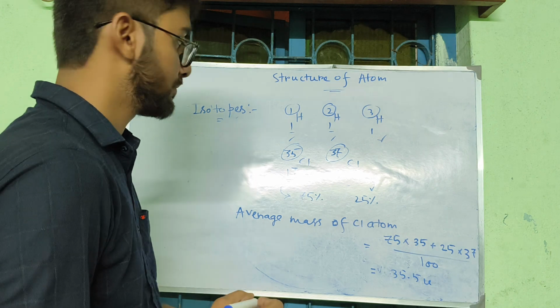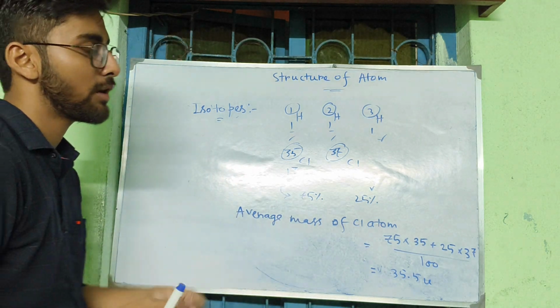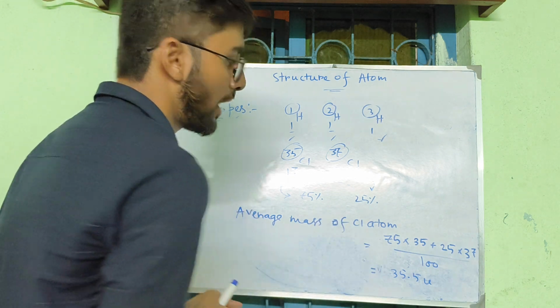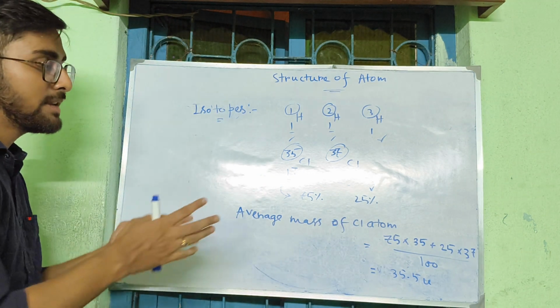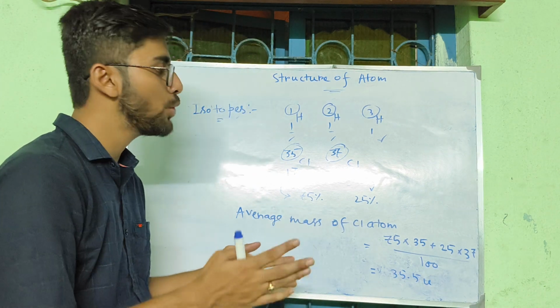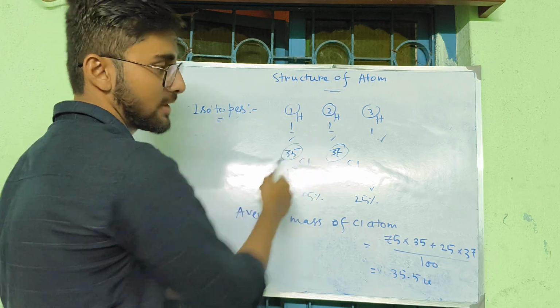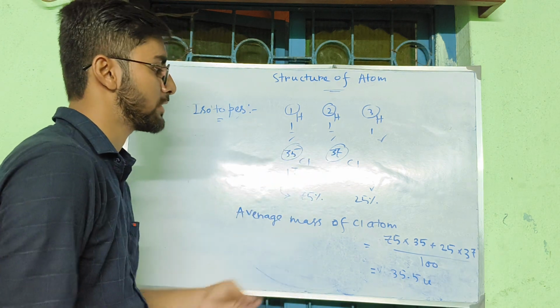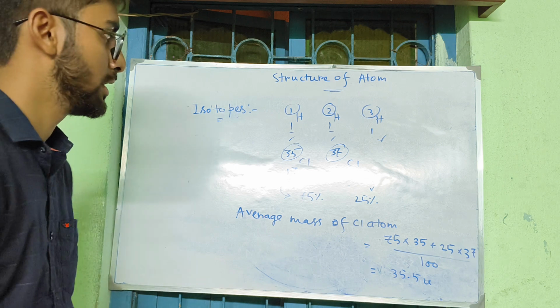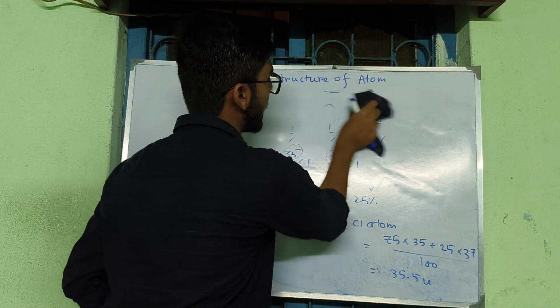That's a fractional value. This does not mean that any chlorine atom has a fractional mass of 35.5. It means that if we take a certain amount of chlorine atoms, it will contain two isotopes, with masses 35 and 37, and the sample has an average mass of 35.5. That's it. Next, I will explain what isobars are.